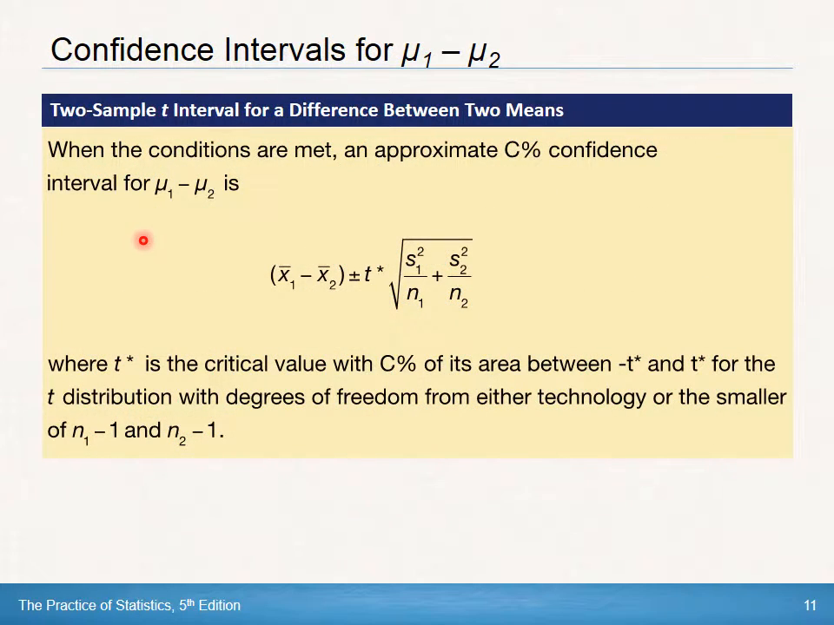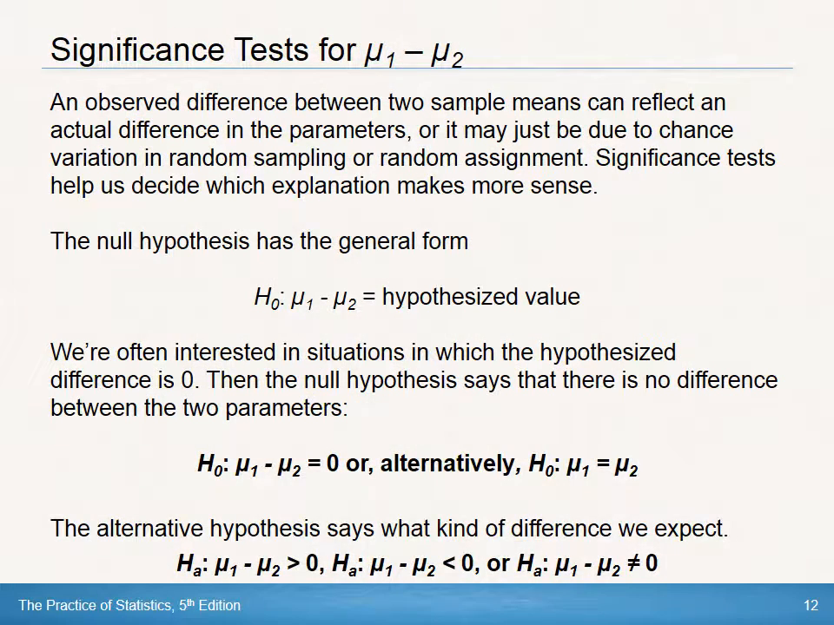When the conditions are met, an approximate C% confidence interval for the difference in the population means is going to be your test statistic plus or minus our t times our standard error. t is the critical value with C% of its area between negative t and positive t for the t distribution with degrees of freedom either from technology or the smaller of n sub 1 minus 1 or n sub 2 minus 1. So in this section, 10.2, day 2, we're now focusing on significance tests for the differences in two population means.